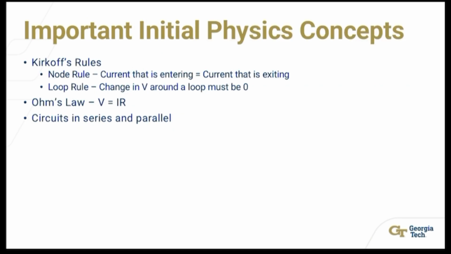Important initial physics concepts include Kirchhoff's rule of nodes, which is that the current entering equals the current exiting; the loop rule, which says that the change in V around a loop must be zero; Ohm's law, which says that V equals IR; and general knowledge of circuits in series and in parallel.